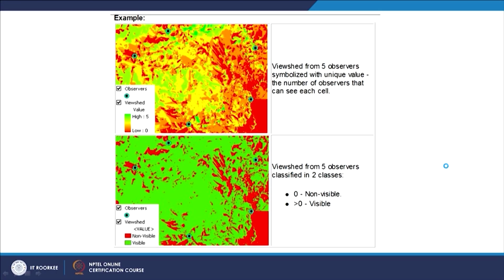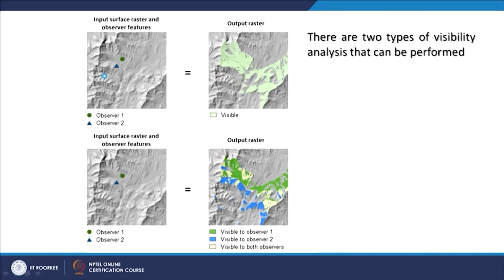So, instead of one observer you can have multiple observers. Like here, viewshed from the 5 observers. So, these are the 5 observers which you can see marked by the circles. If you are having 5 observers, these are the areas which would be visible and red areas will not be visible. So, likewise a lot of such variant analysis can be performed.